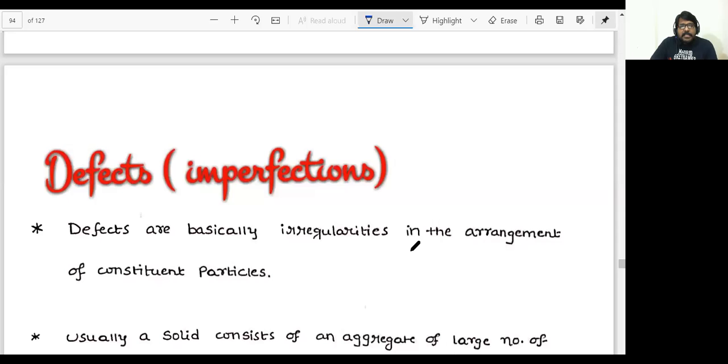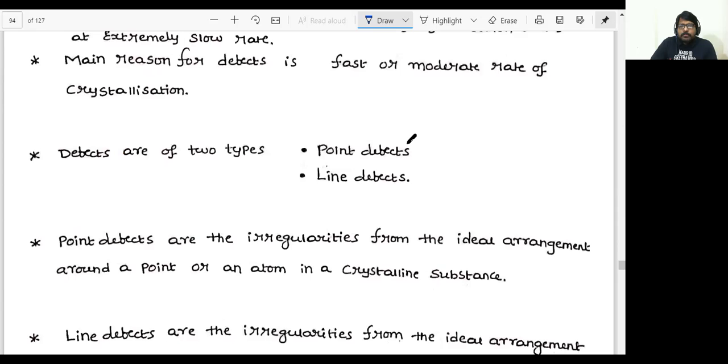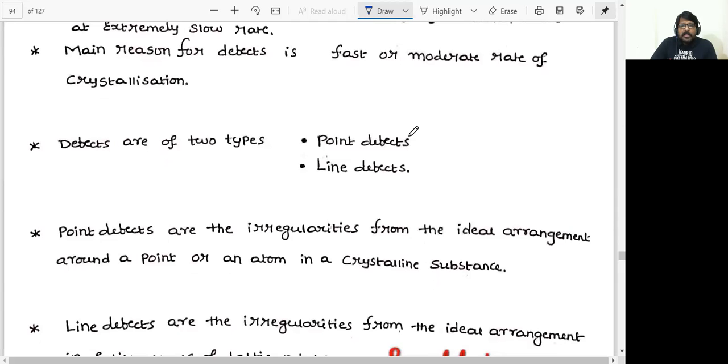Defects are also known as imperfections. Defects are basically irregularities in the arrangement of constituent particles. If there is any deviation from the systematic arrangement, then that deviation is said to be a defect. And these defects are mainly classified into two types: point defects, and another one, line defects.